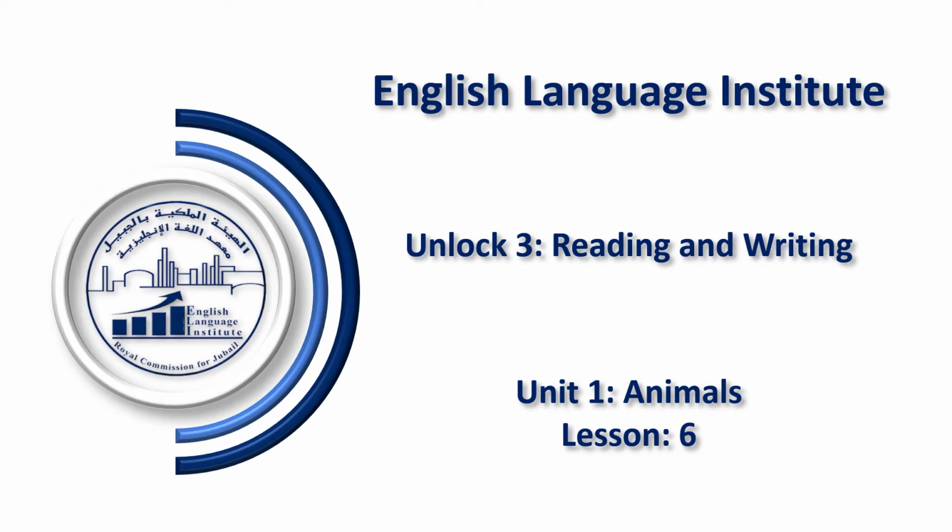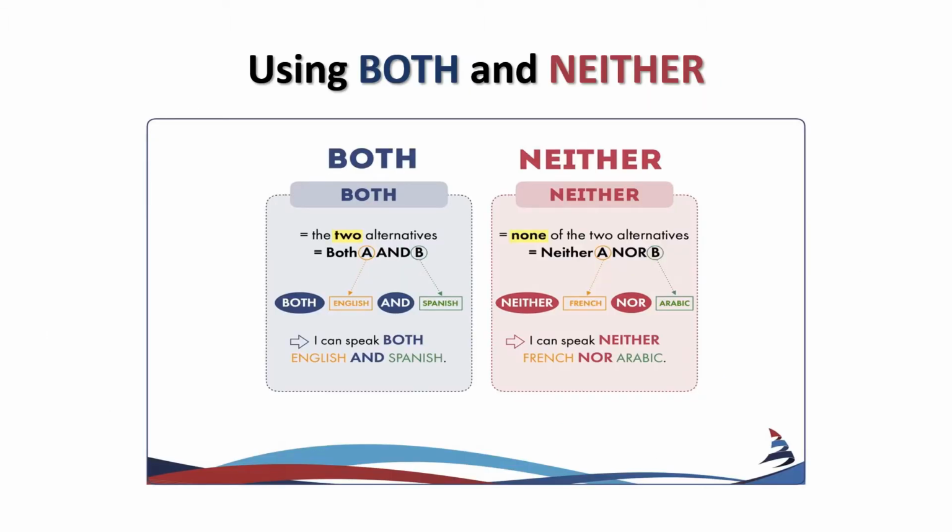This is Unit 1, Animals, and we are doing Lesson 6. In this lesson, we'll discuss the usage of both and neither. We also talk about punctuation. Using both and neither.